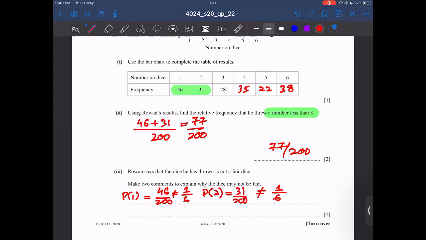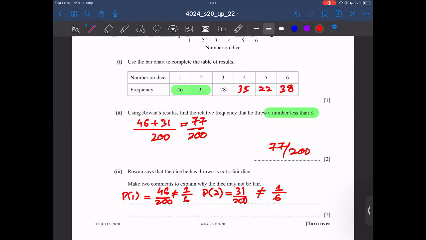Why equal to 1 by 6? Because the probability of having 1 on a dice is 1 by 6. So every time you do the probability, you should have 1 by 6. But over here, the probability of 1 is 46 by 200. That is not 1 by 6. The probability of 2 is 31 by 200. That is not 1 by 6. So they're not equal to 1 by 6.